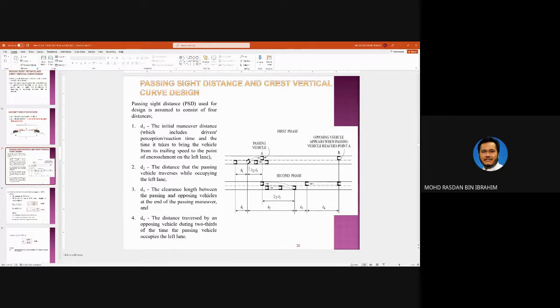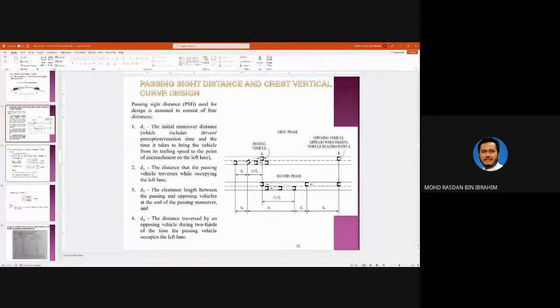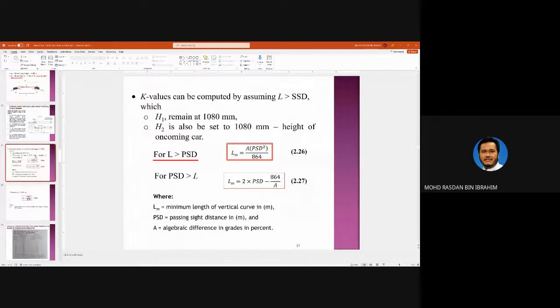Okay, so that is the breakdown of the distances. So K values can be computed assuming that L is more than SSD. I already told you just now. H1 remains at 1.08, H2 also 1.08. So the formula for L longer than PSD is this. You'll notice that when you use this formula, the length of the curve is very significantly longer, because you want to allow for overtaking.